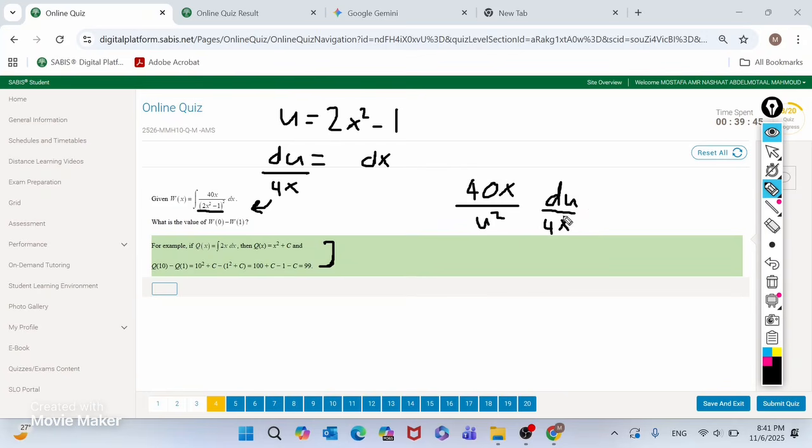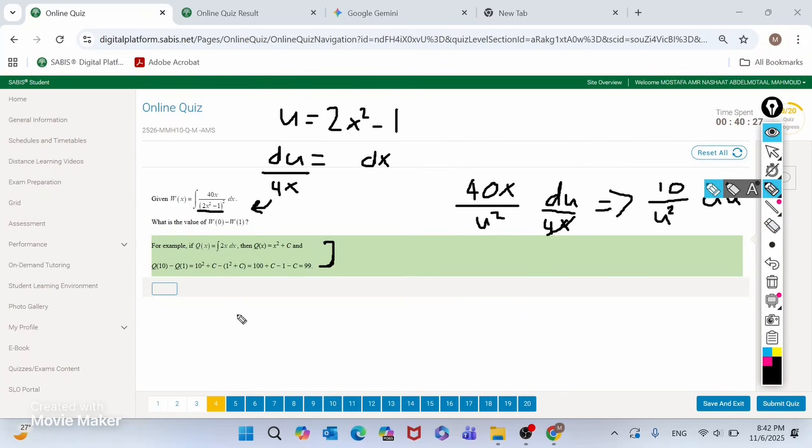So now you simplify it. You're gonna take the 4x and divide by 4x here, so it's gonna give you 10 over u squared du. Okay, now you have a normal integral. You integrate this normally. I'll go down here so I have space. I don't want to write on the green, it might not be clear.